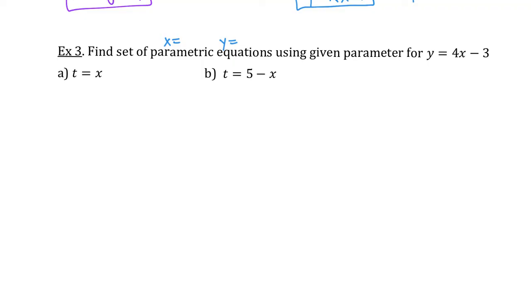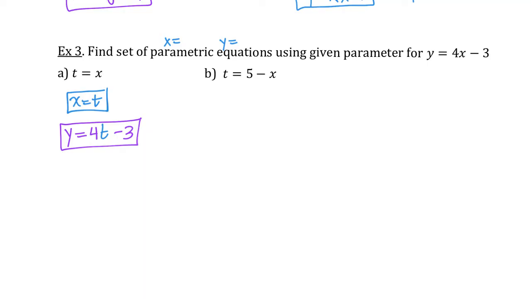Okay, so for A, they have to introduce some direction on the parameter. In this case, they tell me that t equals x. Well, that means that x equals t is my first parametric equation. Now I'm trying to work with this equation right here. So I'm just going to plug x equals t into that equation over there. So I'm going to have y equals 4, and then instead of x, I'm going to substitute t, minus 3. And then that's my parametric equation for y because now it's in terms of t.